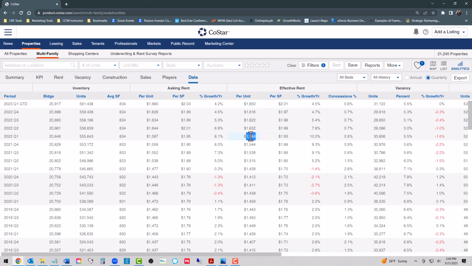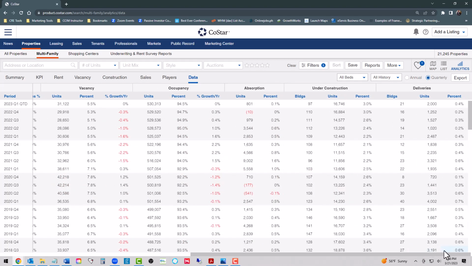If we look at the first quarter of 2022, it was at $1,584, went up to $1,632, and then we had a little break here, which is interesting considering our vacancy was stable. So between the second and third quarter, it went down to $1,622 and then down to $1,616. I've got to be honest, I didn't expect that. So let's take a look and see what deliveries and absorption tell us.